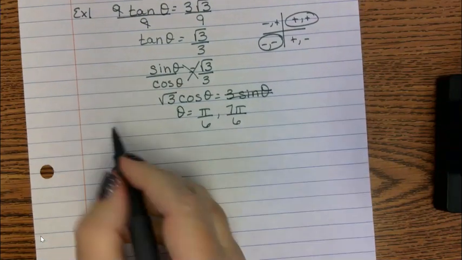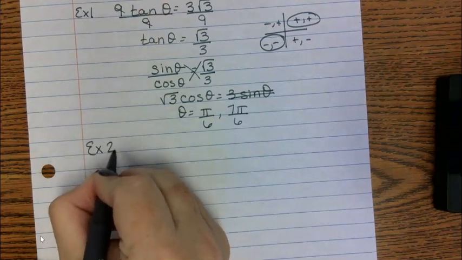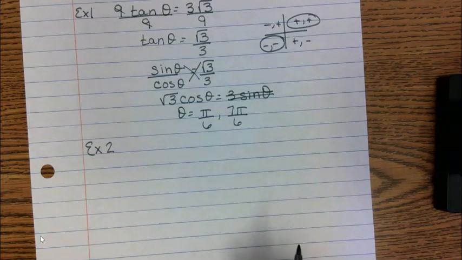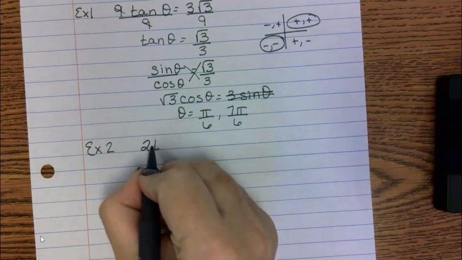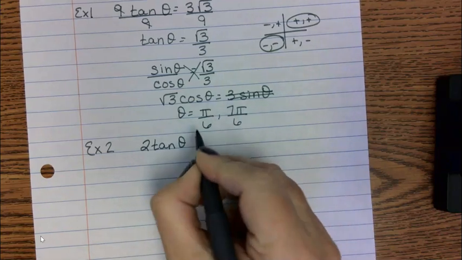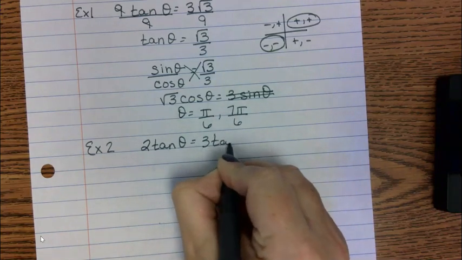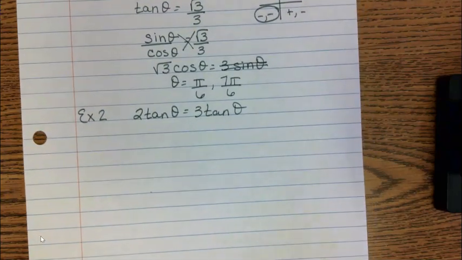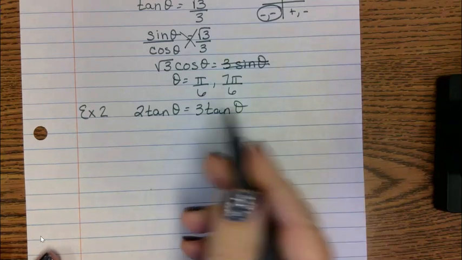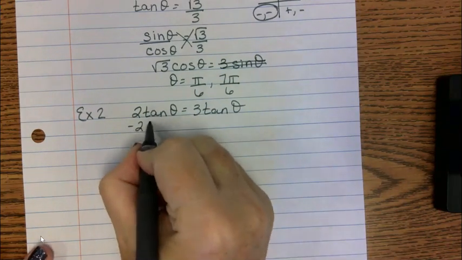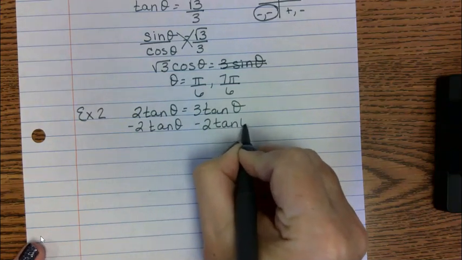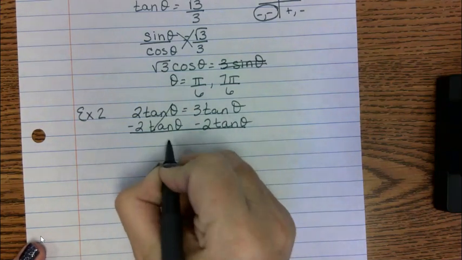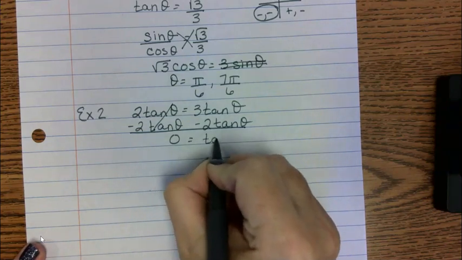Let's look at another one. 2 tangent theta equals 3 tangent theta. Okay, before we freak out, we're going to be okay. So we're going to pull these together. And I like a positive number, so I'm going to go ahead and subtract 2 tangent over and join them. So this gives me 0, and this gives me tangent.